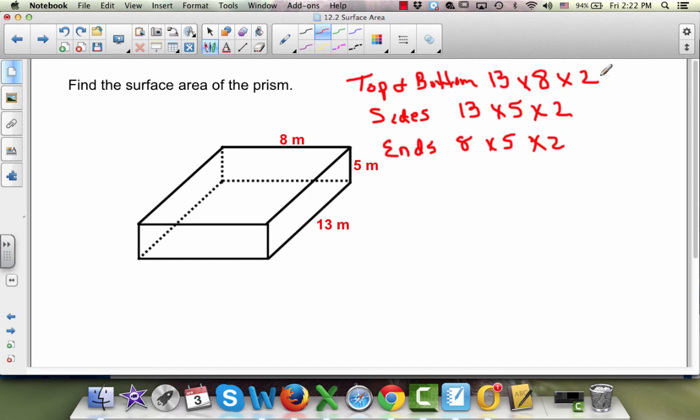So we go 13 times 8 is 104, times 2 is 208. 13 times 5 is 65, times 2 is 130. And 8 times 5 is 40, times 2 is 80. And we add all that up and we get 418 meters squared. The surface area is 418 meters squared. I sure hope you got that, did you?